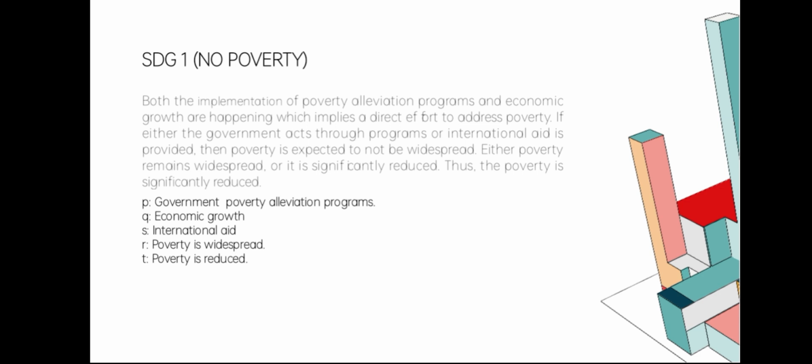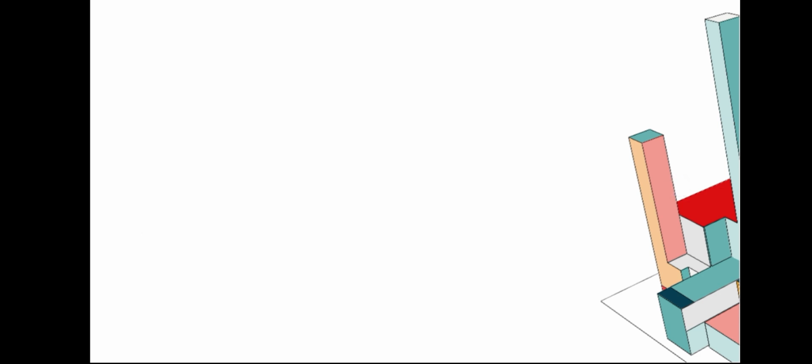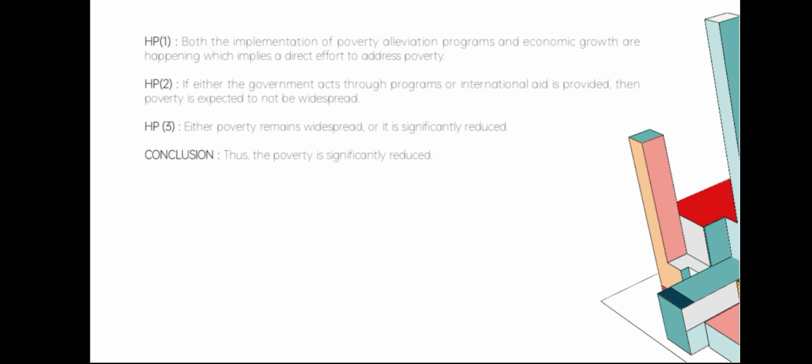After that, let's derive or drag down our hypothesis from the arguments. So our hypothesis number 1, both the implementation of poverty alleviation programs and economic growth are happening, which implies a direct effort to address poverty. Hypothesis number 2 is if either the government acts through programs or international aid is provided, then poverty is expected to not be widespread. Hypothesis 3 is either poverty remains widespread or it is significantly reduced. And now our conclusion, thus the poverty is significantly reduced.